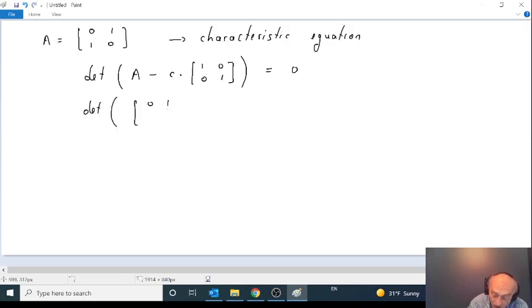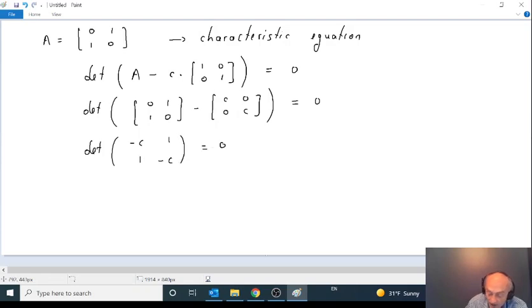Well, A is 0 1 1 0 minus, and I'm subtracting C times this, which is C 0 0 C. So this is the matrix that I want to set equal to 0, or the determinant of, and if you calculate here, you will see we get negative C, 1, 1, negative C. So this is the determinant that I want to set equal to 0. That boils down to the following equation.